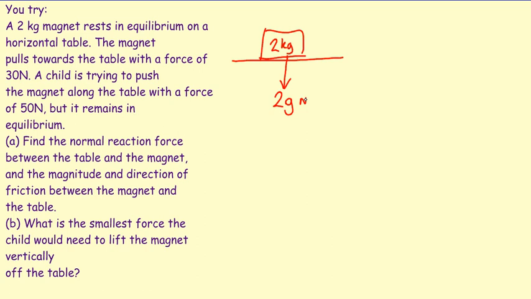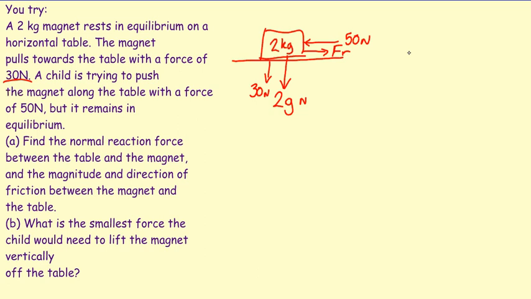It says that the magnet pulls towards the table with a force of 30 newtons. So we've got an extra 30 newtons pulling us down towards the table. And a child is trying to push the magnet along the table with a force of 50 newtons. But it remains in equilibrium. Well, that means there must be friction or some other force acting to hold it still, opposite in direction. So if the magnet is likely to slide that way, then friction must be acting in the opposite direction.